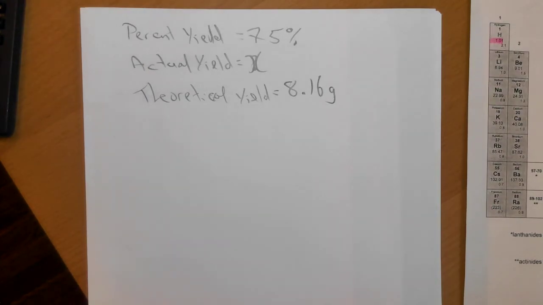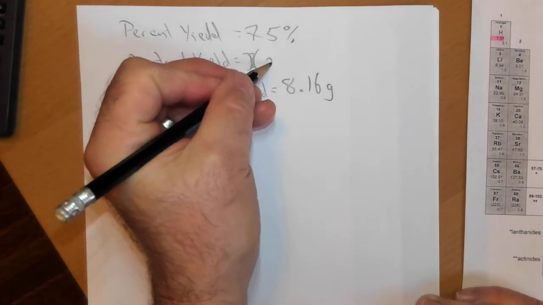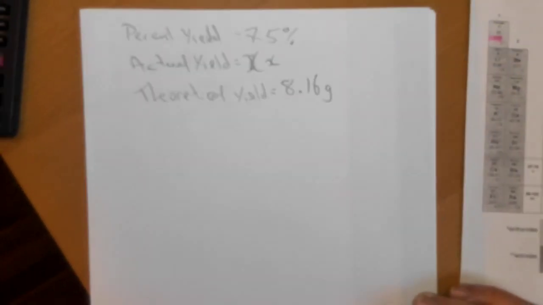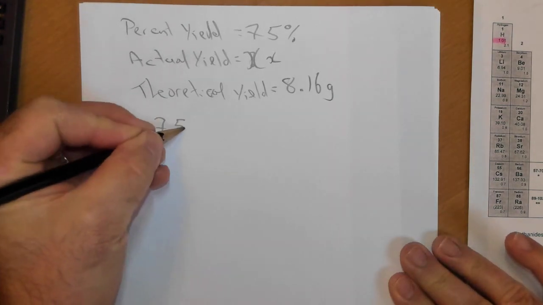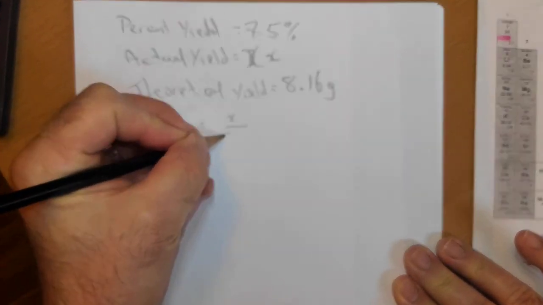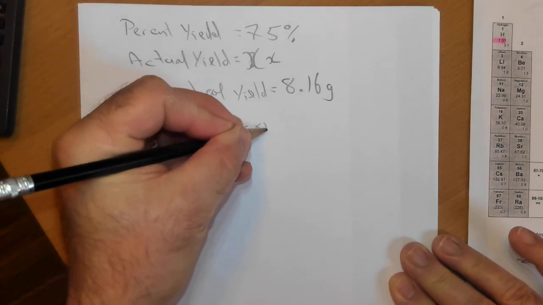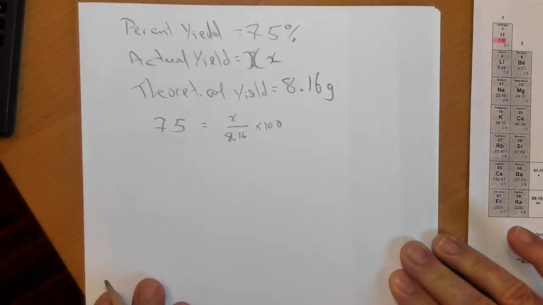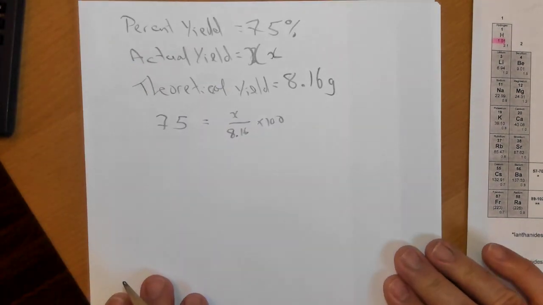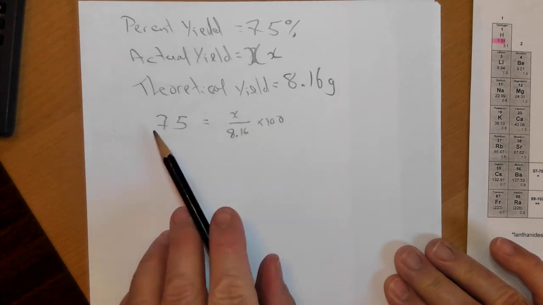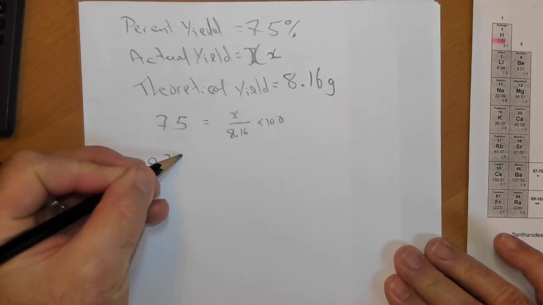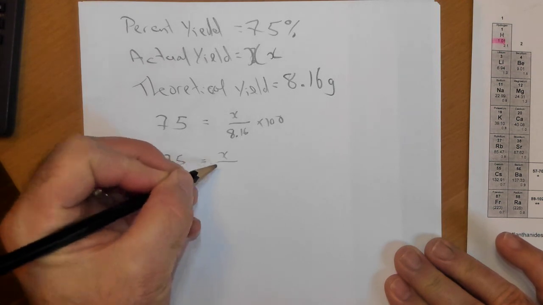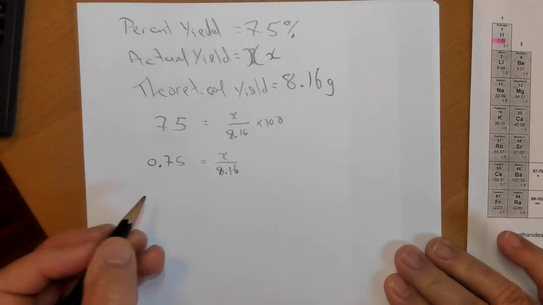Okay, I'm back. Percent yield is 75%. Our actual yield is X, the unknown, and the theoretical yield is 8.16 grams. Putting into the equation, we have 75 equals X divided by 8.16 times 100. What you do is first you divide each side by 100 to move that 100 over. So you have 0.75 equals X over 8.16.